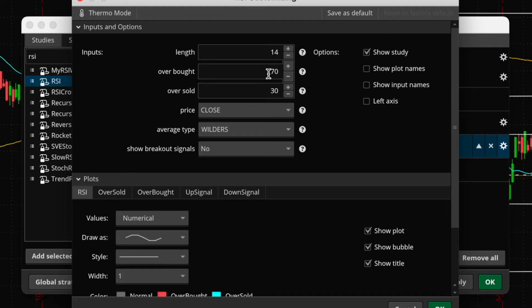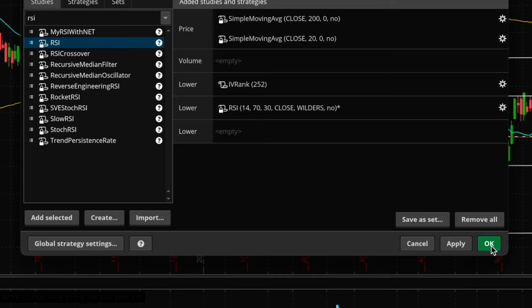And then conversely, if the indicator goes below 30, at that point, the asset is oversold. So again, if you wanted to be more strict or less strict with those two criteria, you can change these two numbers here. But like I said, for me, I just use the default settings here. So with that said, I'll click on OK and then OK again.